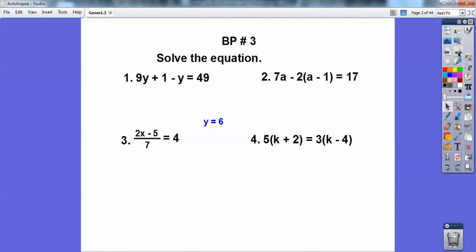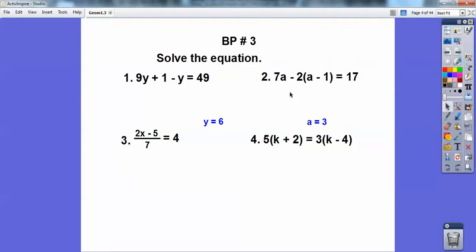On number 2, I'm going to distribute this negative 2 through. Be careful of the negative. This is going to become negative 2a, and then negative times a negative becomes a plus 2. So I have 7a minus 2a plus 2, which becomes 5a plus 2 equals 17. Then you subtract 2 from 17 to get 5a equals 15, so a equals 3.